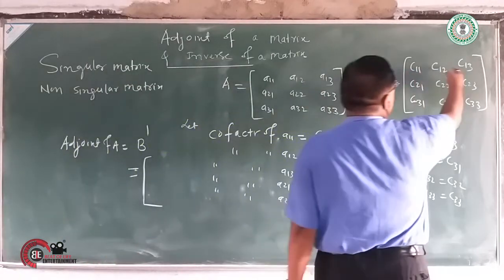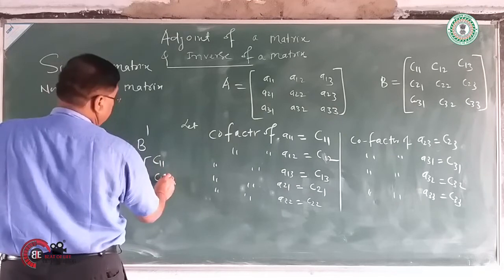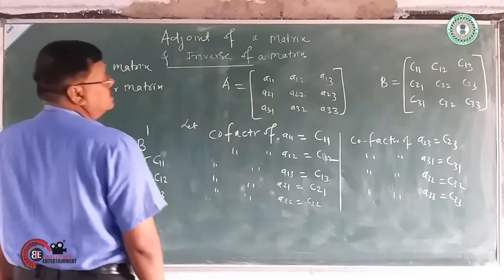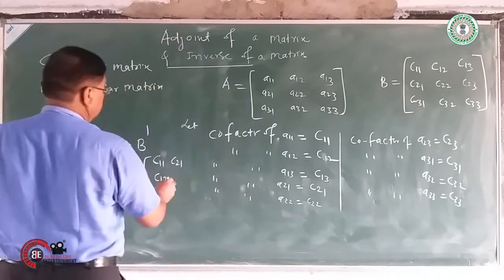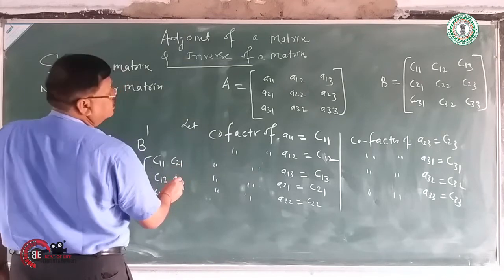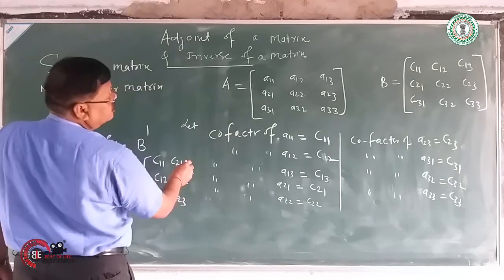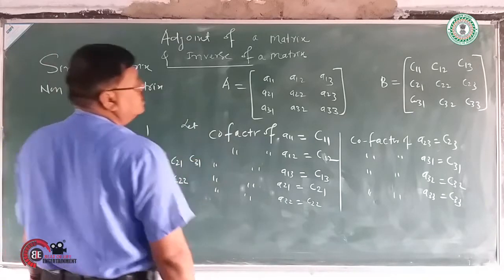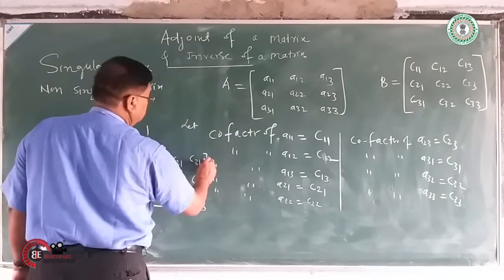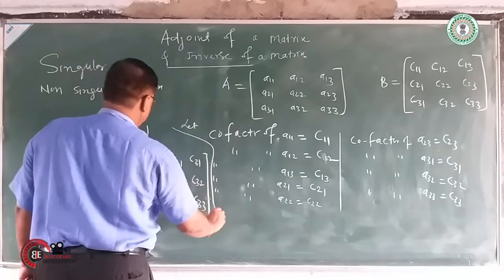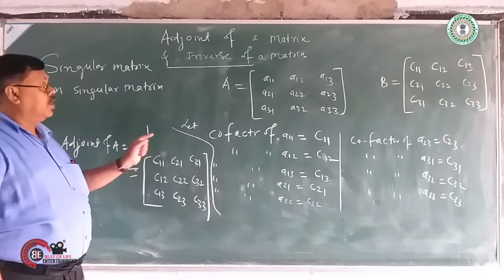B transpose means we take the first row of this as the first column: C11, C12, C13, then C21, C22, C23, then C31, C32 and C33. This is the adjoint of the A matrix, the transpose of B.